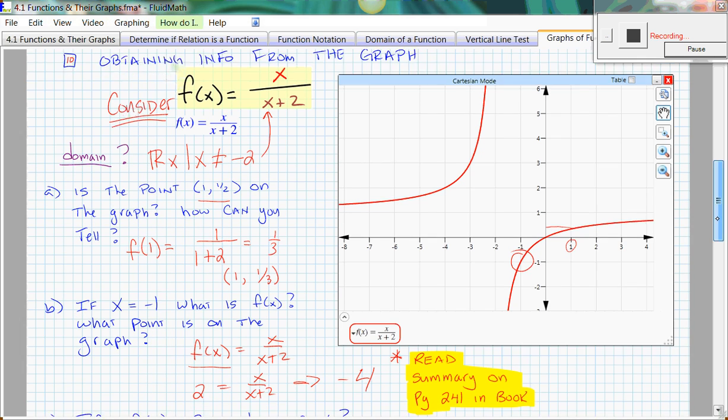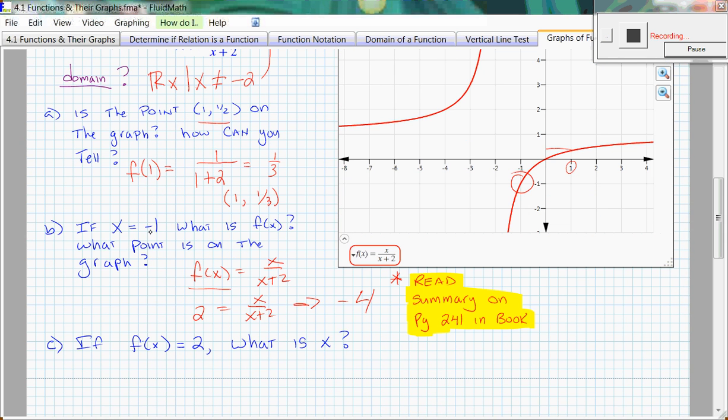Then we went on to further explore this. If x is negative 1, what is f of x? What's the point on the graph? If x is negative 1, then the output is also negative 1. So this is the point negative 1 comma negative 1. And you can also get that by plugging in negative 1 over negative 1 plus 2, negative 1 over 1, which is negative 1. So if x is negative 1, the point on the graph is negative 1 here as well.